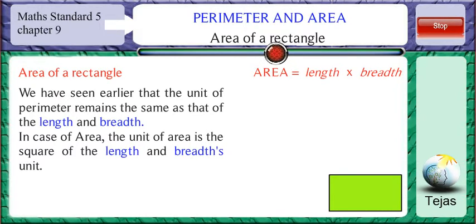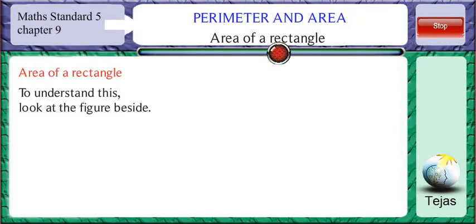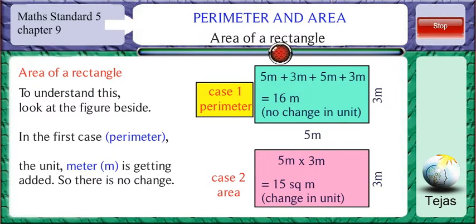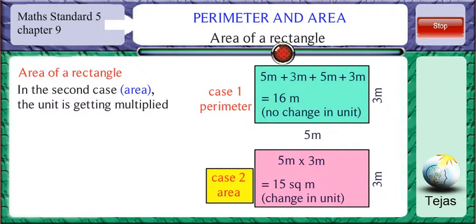In case of area, the unit of area is the square of the length and breadth's unit. To understand this, look at the figure. In the first case, perimeter, the unit meter is getting added, so there is no change. In the second case, area, the unit is getting multiplied.